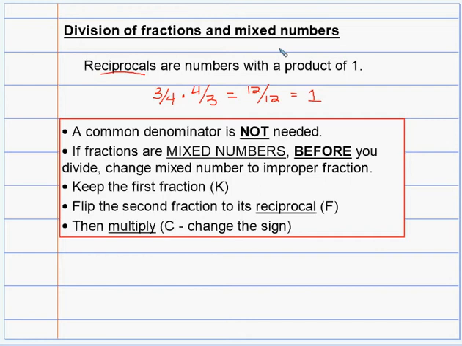Okay, here are the rules for fraction division. Common denominator is not needed. Again, if fractions are mixed numbers, before you divide, you change the mixed number to an improper fraction. Keep the first fraction, flip the second fraction to its reciprocal, and then multiply, change the sign. You might know it as KCF, KFC. I know it as invert and multiply. Whatever makes sense to you.